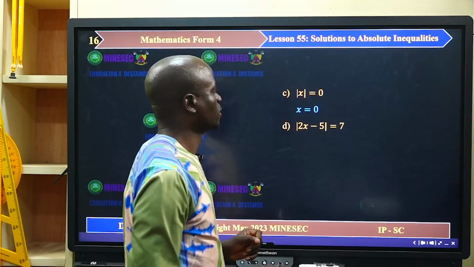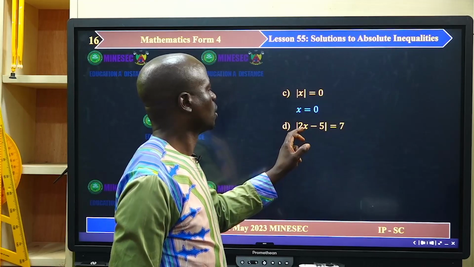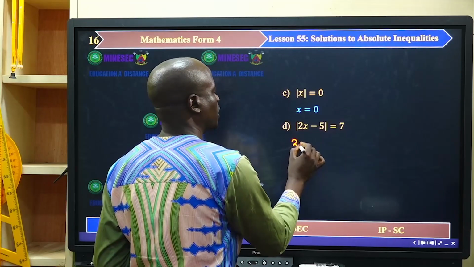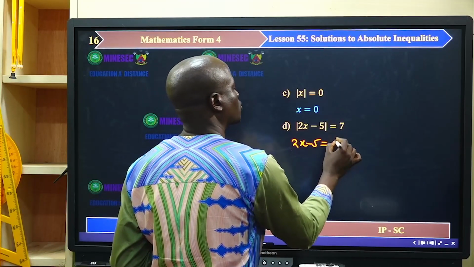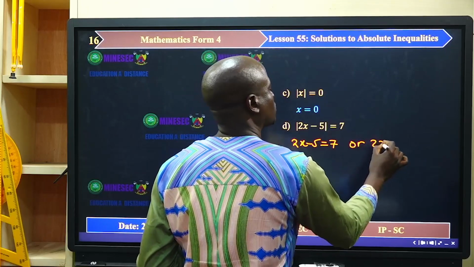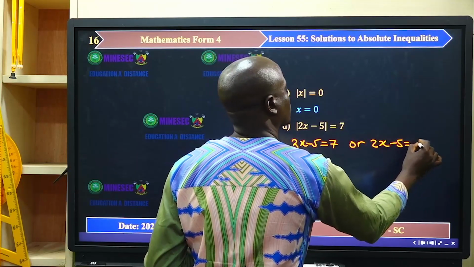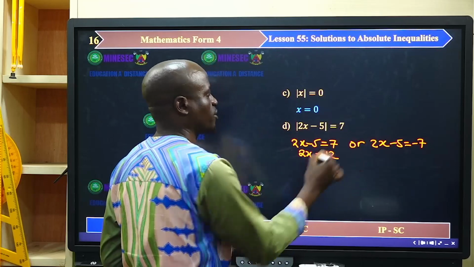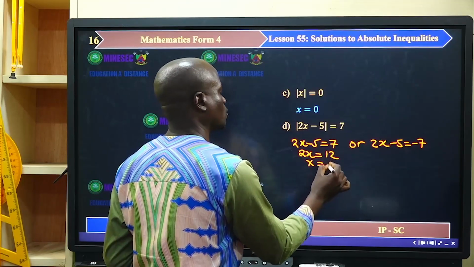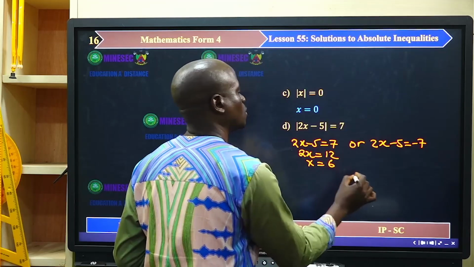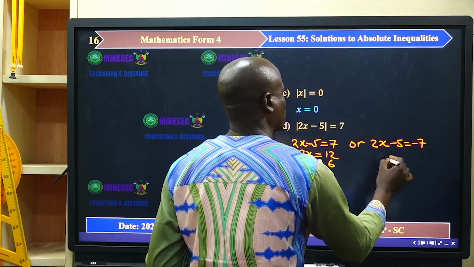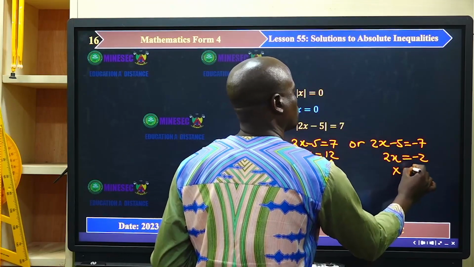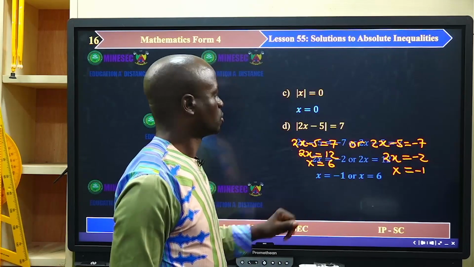Then in this case, the absolute value of 2x minus 5 is equal to 7. It means that 2x minus 5 is equal to 7, or 2x minus 5 is equal to negative 7. In this case, 2x is equal to 12 when we add 5 to both sides, and x is equal to 6. In this case, we will add 5 to both sides. 2x will be equal to negative 2, and x will be equal to negative 1. Those are our two values.